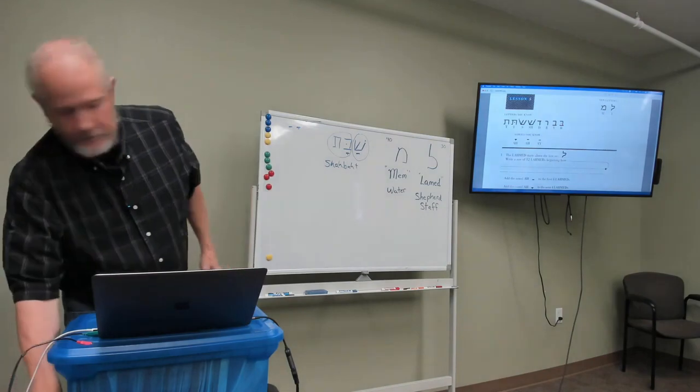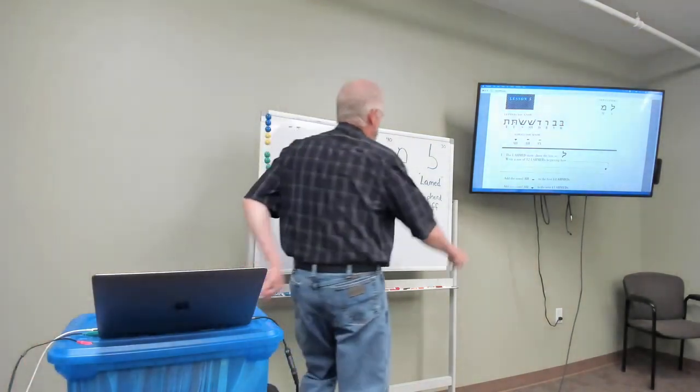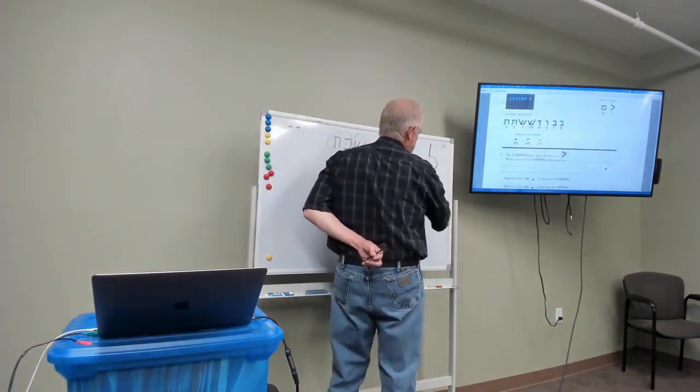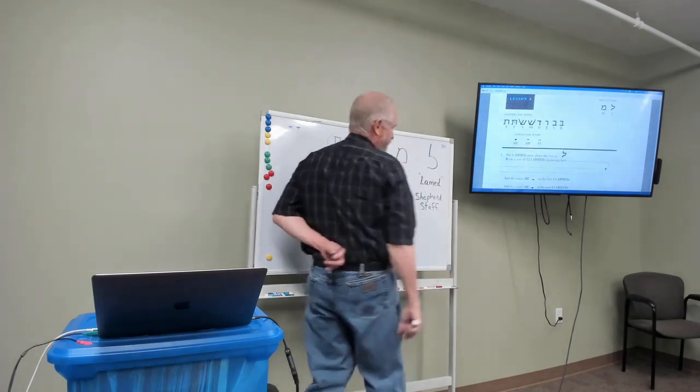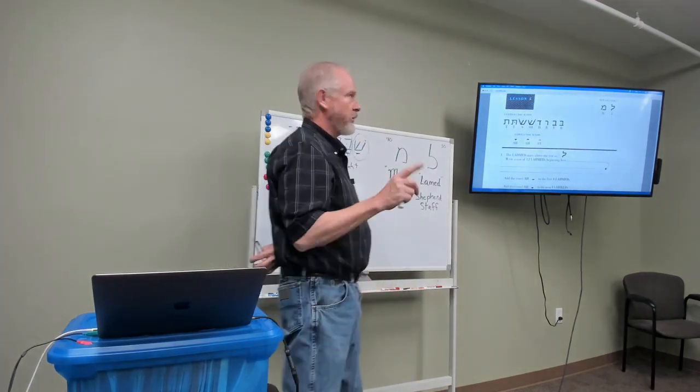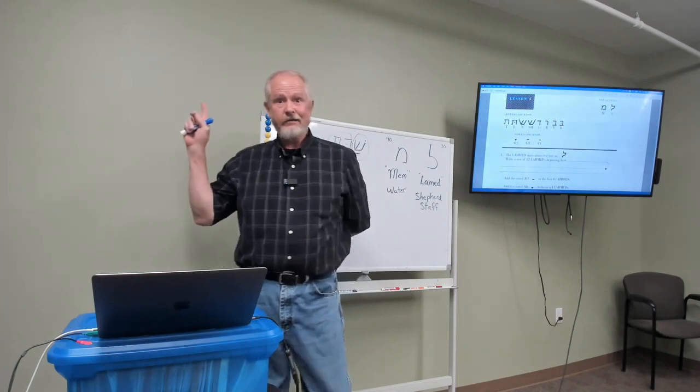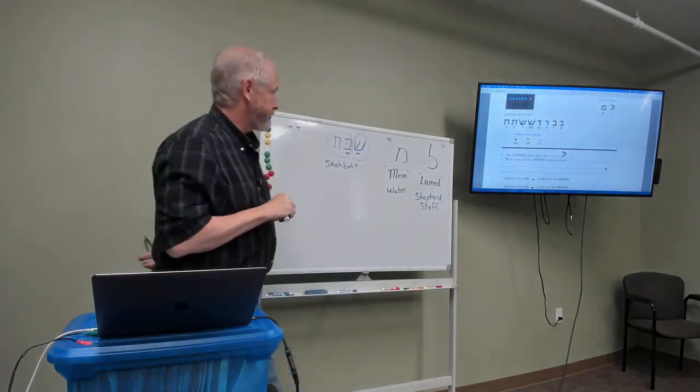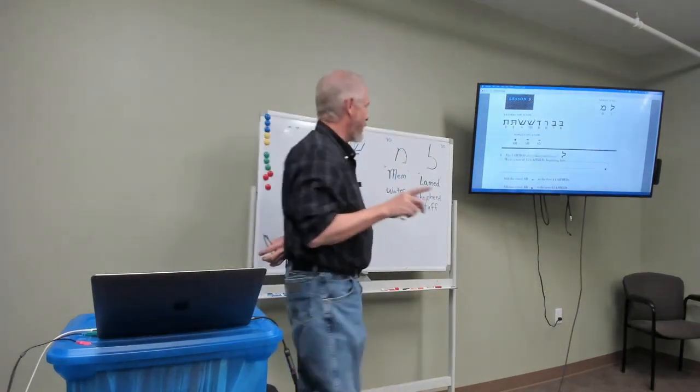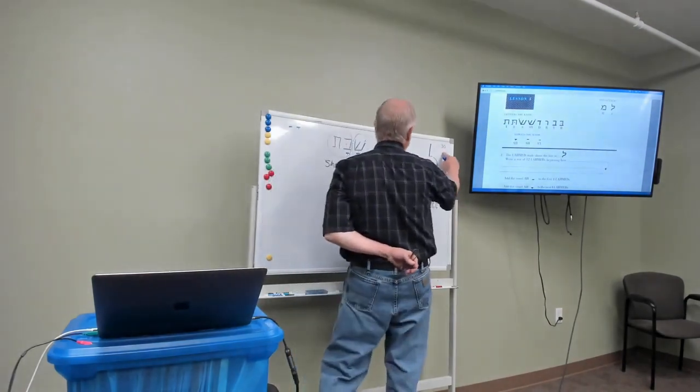If you look, you'll see it here. Here's your Lamed. Lamed means shepherd's staff. It's the only letter that goes above the line, which there's a reason for. It's got a numerical value of 30.